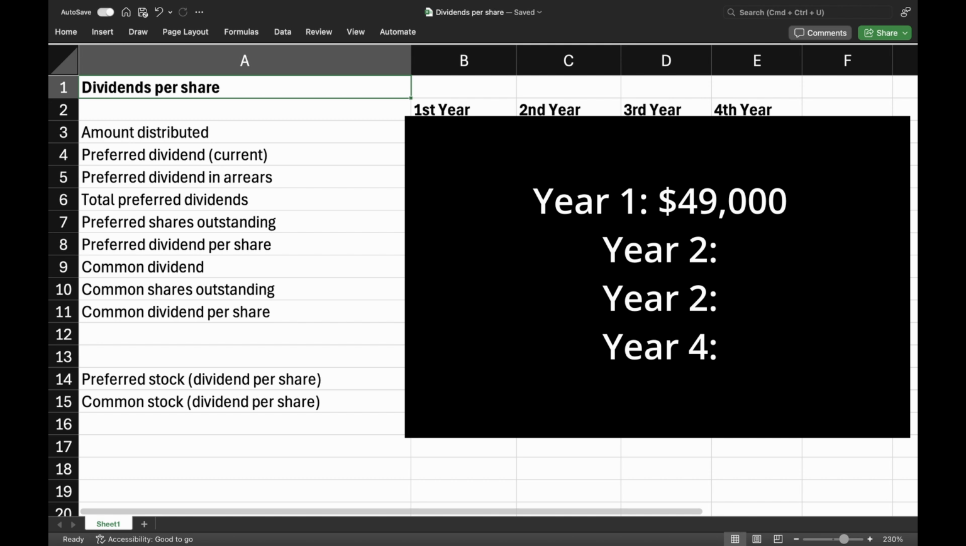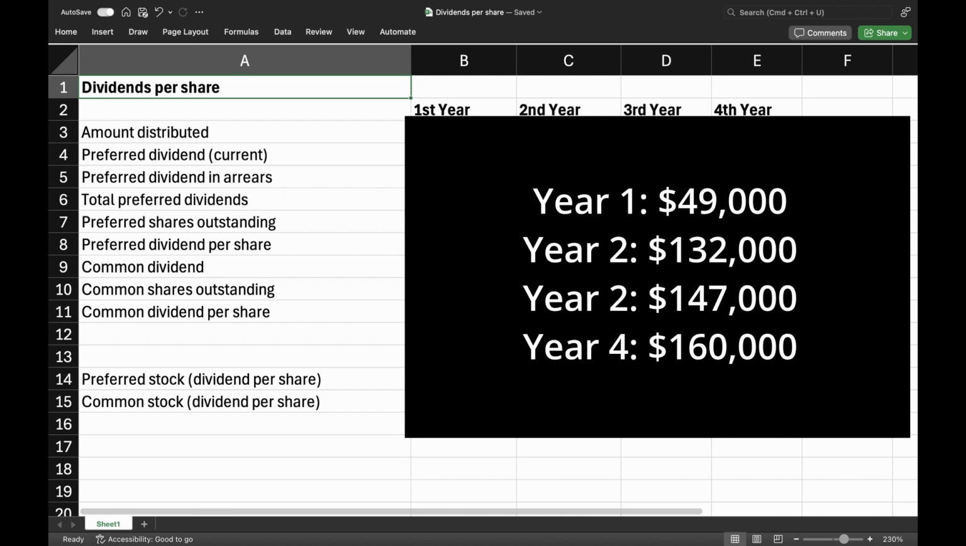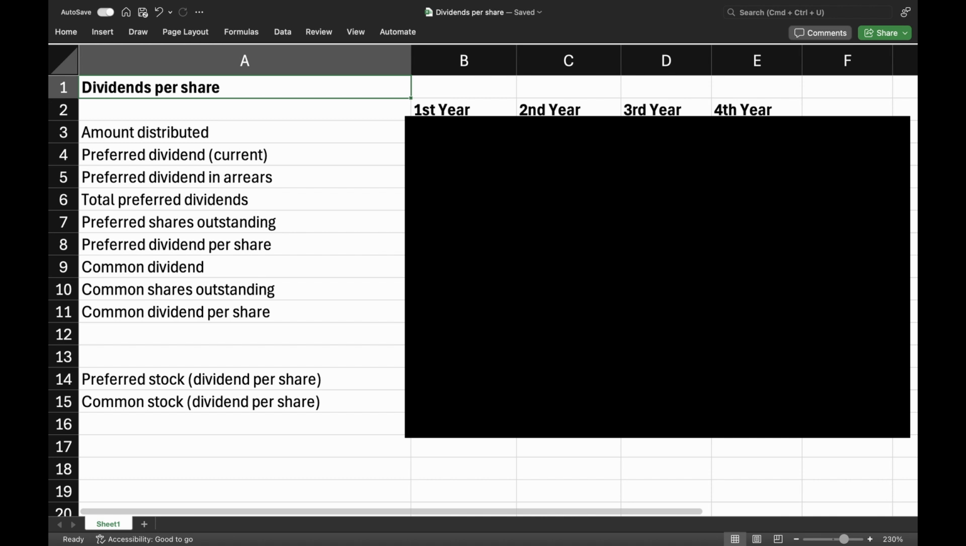First year, $49,000. Second year, $132,000. Third year, $147,000. And for the fourth year, $160,000. How do you compute the dividends per share on each class of stock for each of the 4 years, rounding all the answers to 2 decimal places?